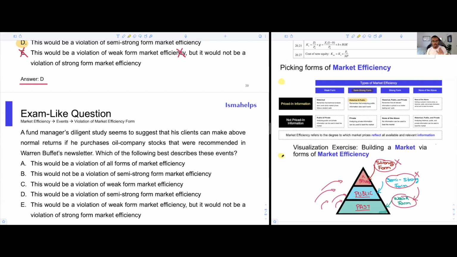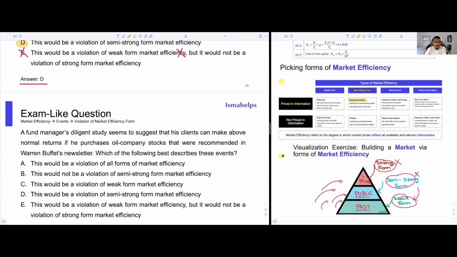Let's look at this question. This is an exam-like question that's going to be touching on market efficiency theory, but we're going to be looking at a specific event and we're going to try to see whether it violates a specific form of market efficiency or several different forms of market efficiency. So let's read the question together.